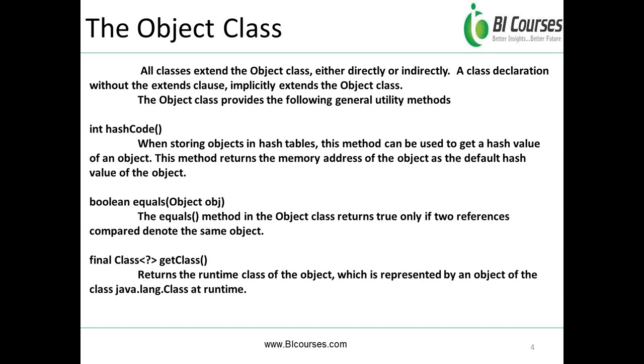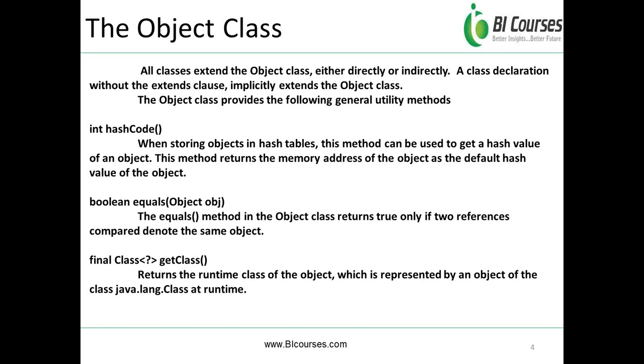The object class provides the following general utility methods. The first method is the integer hashCode, which returns an integer value. When storing objects in hash tables, this method can be used to get a hash value of an object. Suppose we have a hash table in which we want to store these objects; then based on this hash value we can store and retrieve these objects from the hash table. I'll explain programmatically and show how this hash code works.